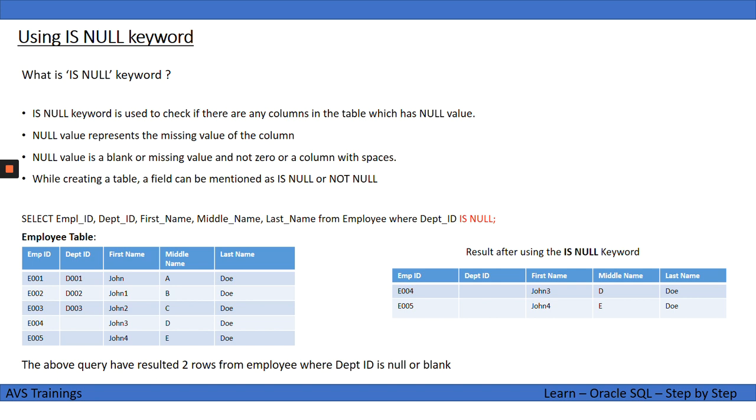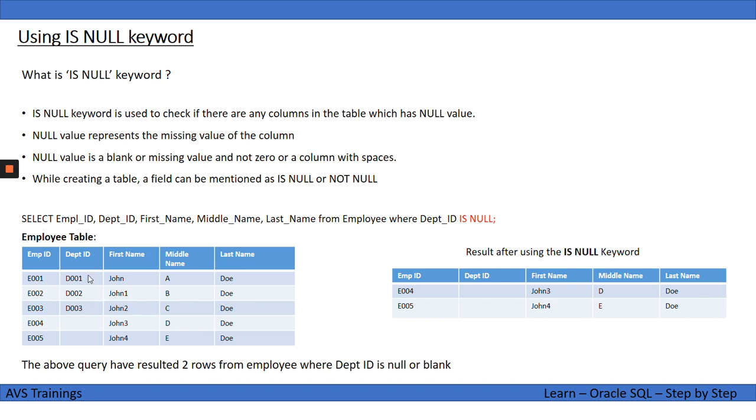While creating a table, a field can be mentioned as NULL or NOT NULL. So when we create a table in SQL, we can mention for a particular column whether it is NOT NULL or not. When we mention NOT NULL, that means we have to insert some value into that column while performing an insert. If you haven't mentioned that column as NOT NULL, that means that column can be null. So it is not mandatory to insert any value into that column.